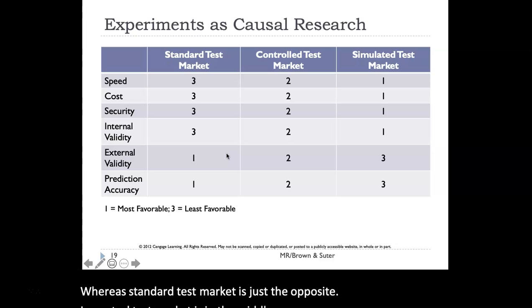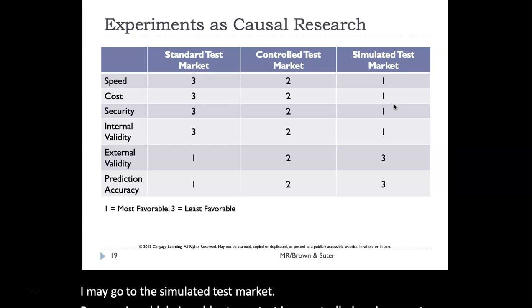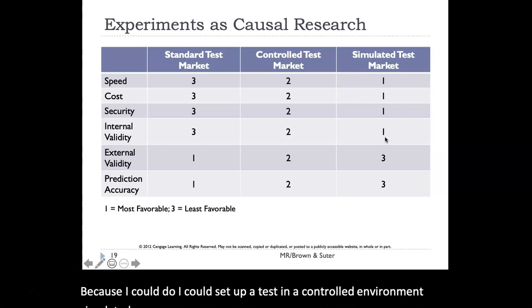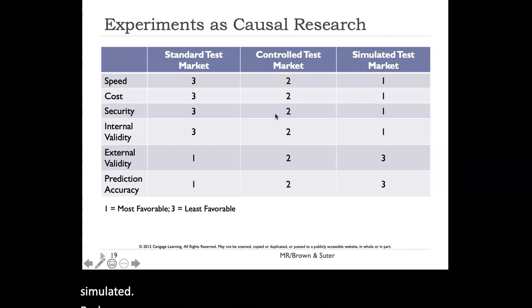So if I was trying to save money, I may go to the simulated test market, because I could set up a test in a controlled environment, simulate it, perhaps on a computer. Whereas with a controlled test market, I might set up something where I control the actual market.